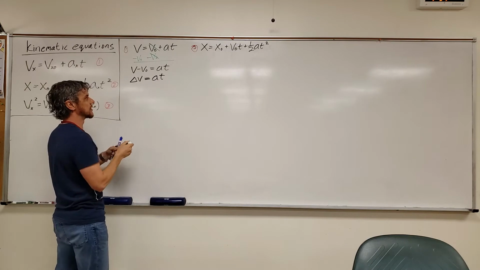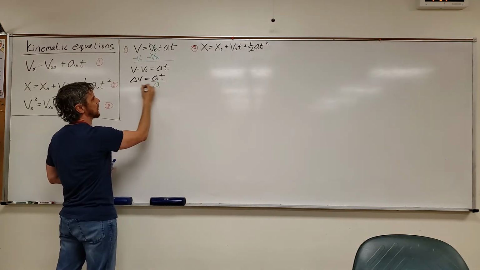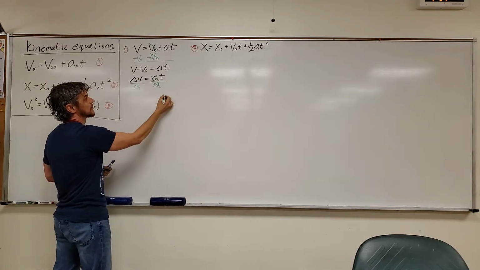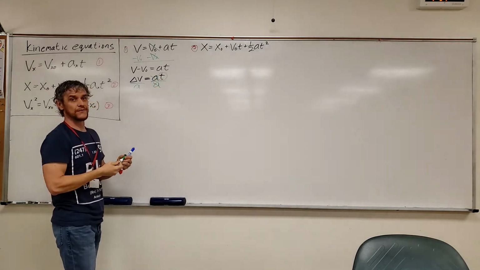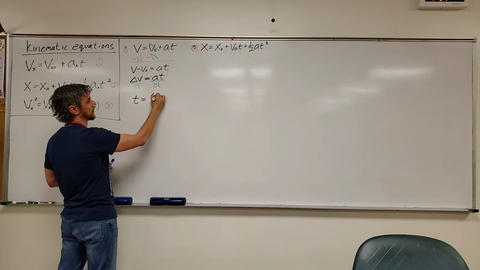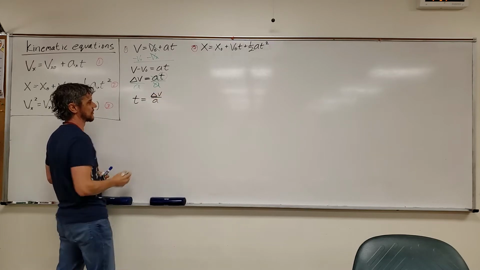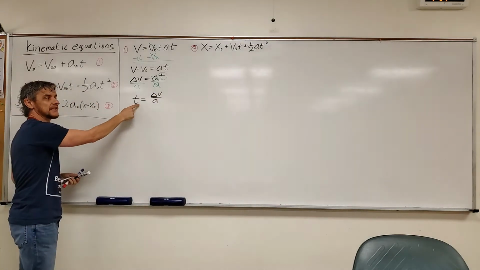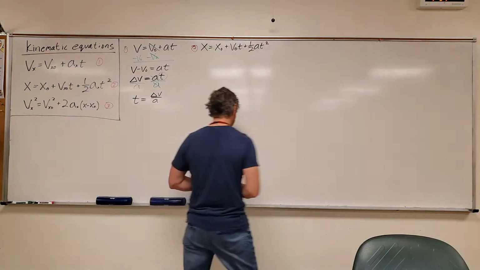And for reasons you'll see in a second, I'm going to go ahead and divide both sides by the acceleration. So now I have this equation solved for the time. And so that time value, I have an expression for it. It's our change in velocity divided by the acceleration. I'm going to go ahead and put a pin in that and come back to it in just a second.